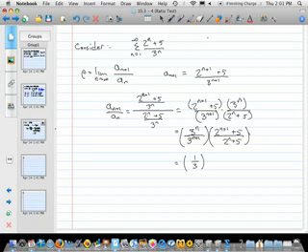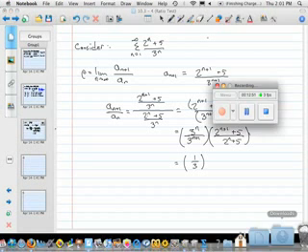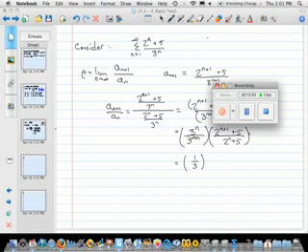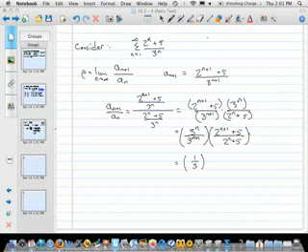Now the second one's a little trickier, I suppose. I think what I would do is get that 2 out of there. When we split this up, we'll get 2 times 2 to the n, all plus 5, divided by 2 to the n plus 5.